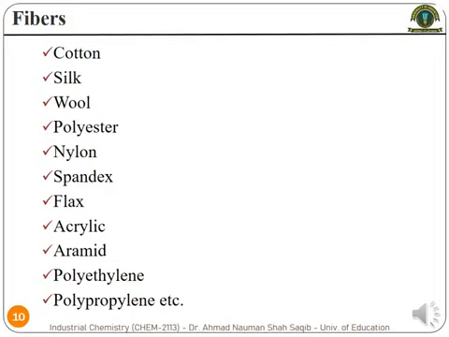But overall, if we just want to name some of the commonly used types of fibers, they are listed here in this slide, which you can see. Some of the commonly used fibers are cotton, silk, wool, polyester, nylon, spandex, flax, acrylic, aramid, polyethylene and polypropylene, etc. So there are many varieties of fiber used for making textile products, and some of them we have written over here.